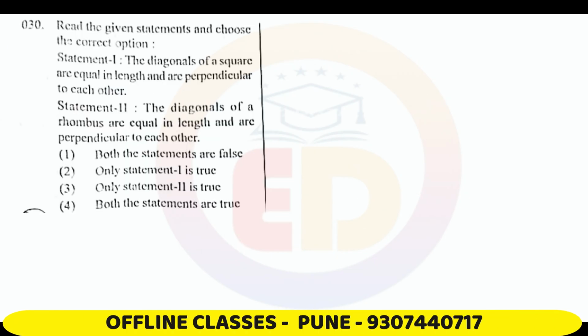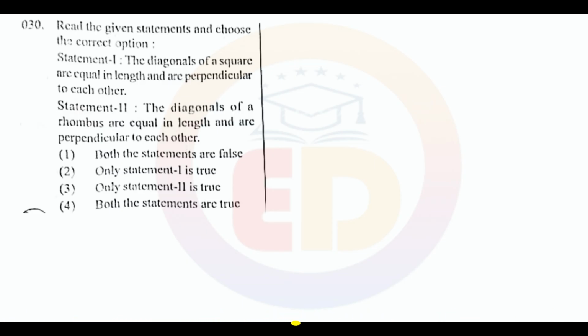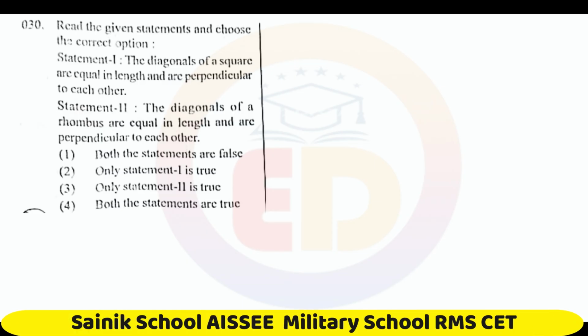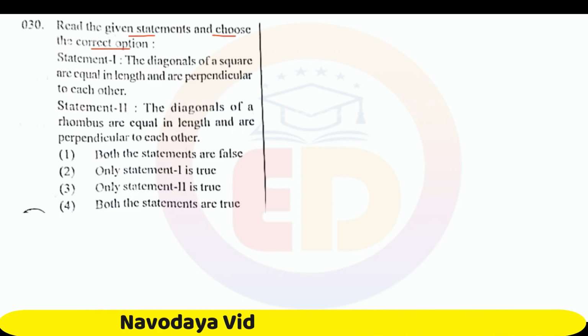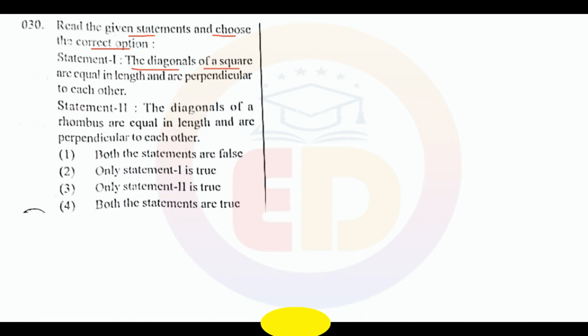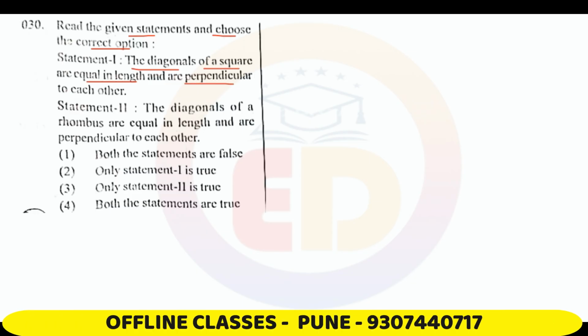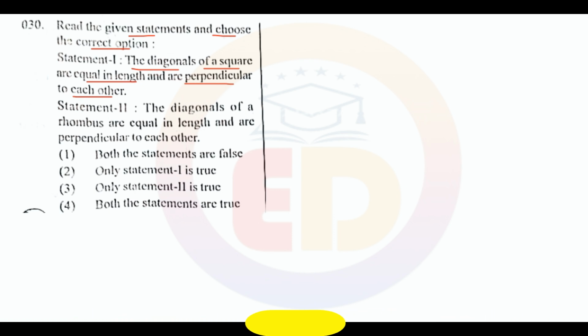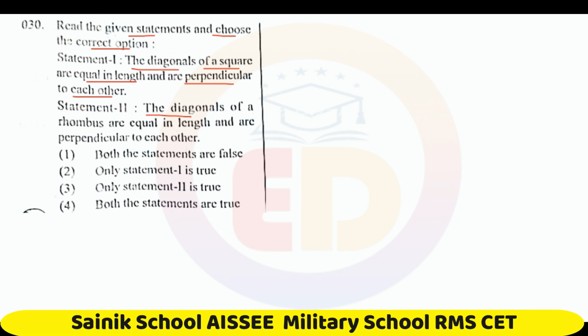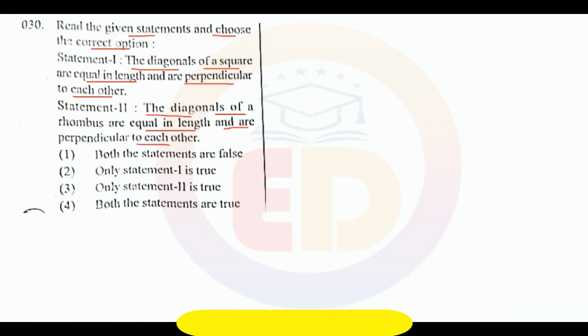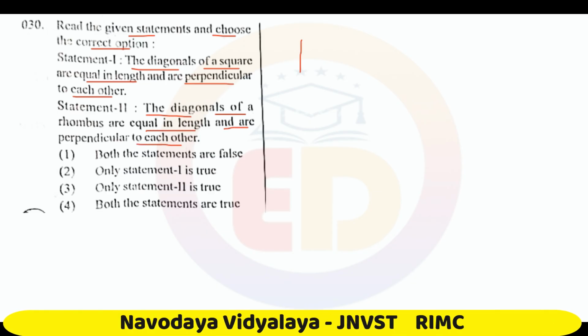Question number 30. Read the given statements and choose the correct option. Statement 1. The diagonals of a square are equal in length and are perpendicular to each other. Statement 2. The diagonals of a rhombus are equal in length and are perpendicular to each other. Square.